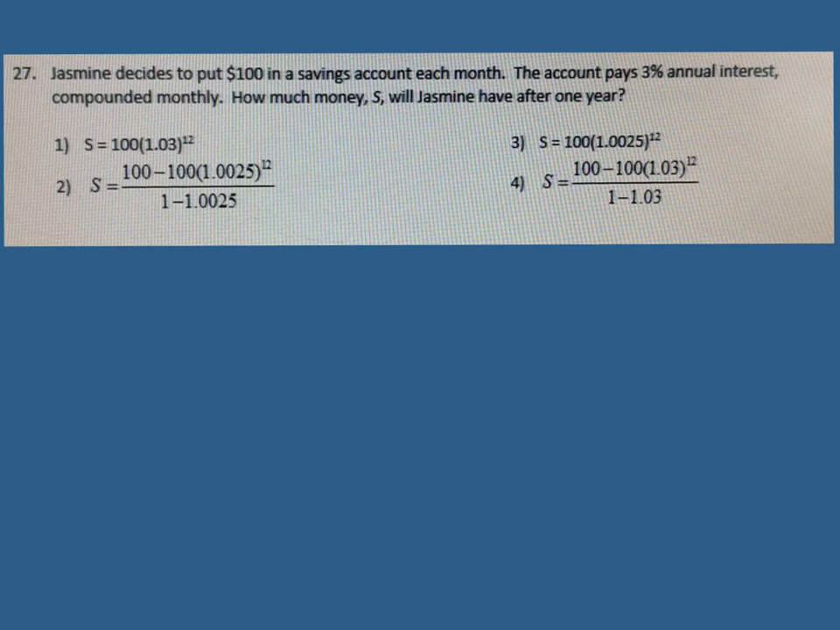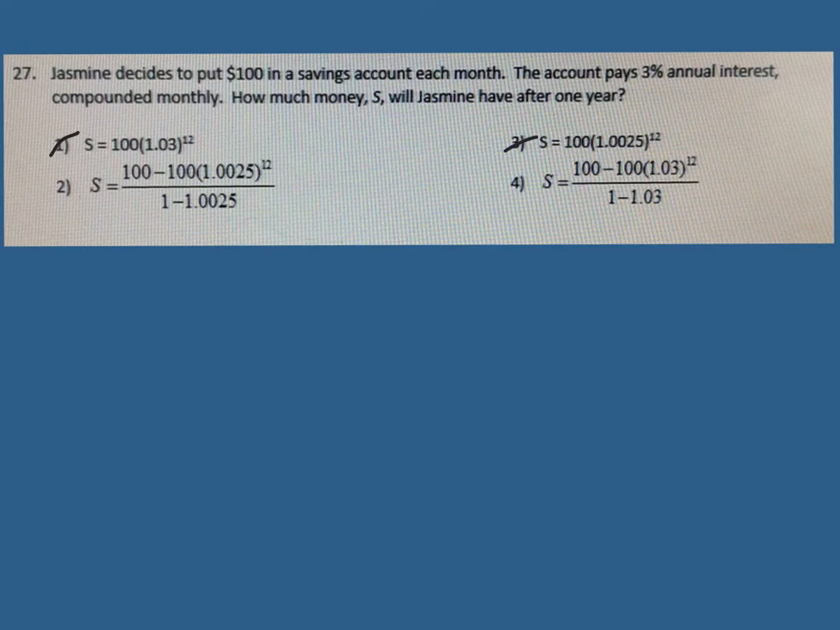Okay, so the question says, how much money will Jasmine have after 1 year? We're really using our sum of a geometric series formula, and answer choice 1 and answer choice 3 don't follow those formulas. If we want to know how much she will have after 1 year, that's the sum of those 12 months. So we're really deciding between answer choice 2 and 4.